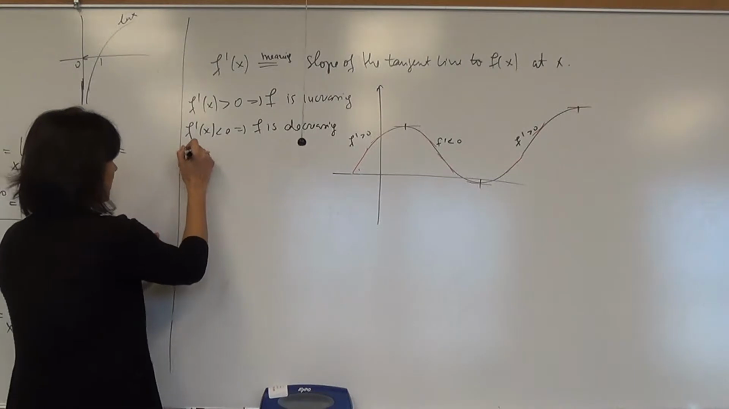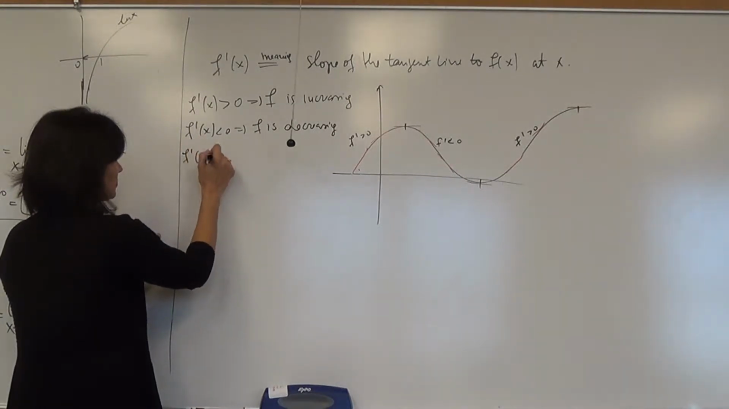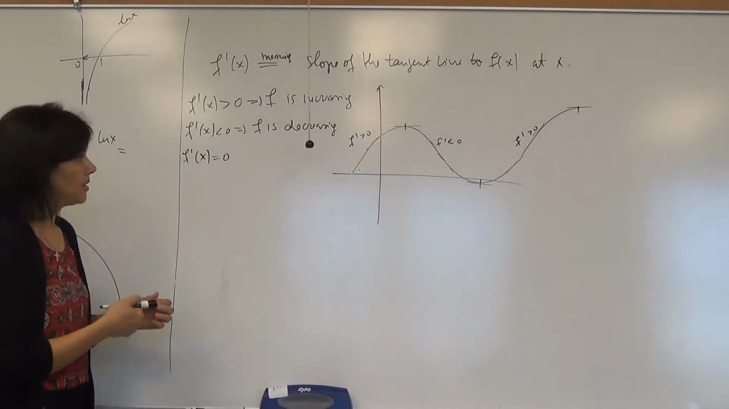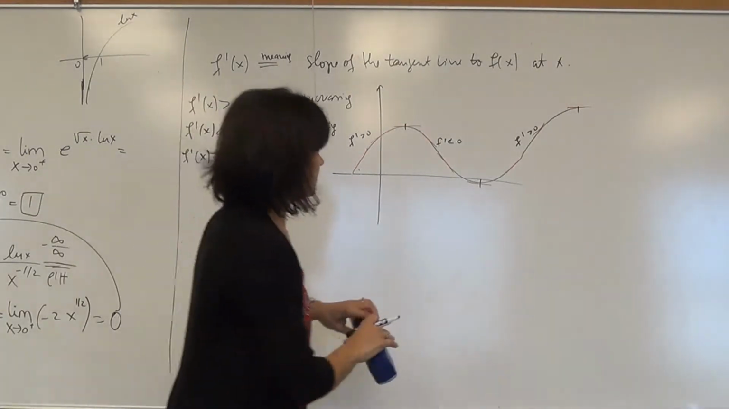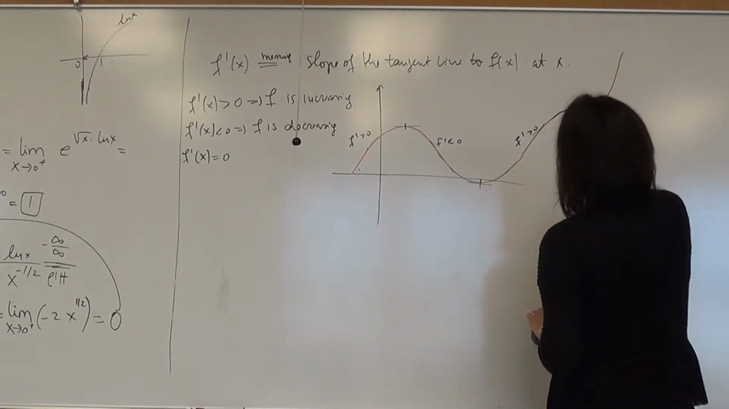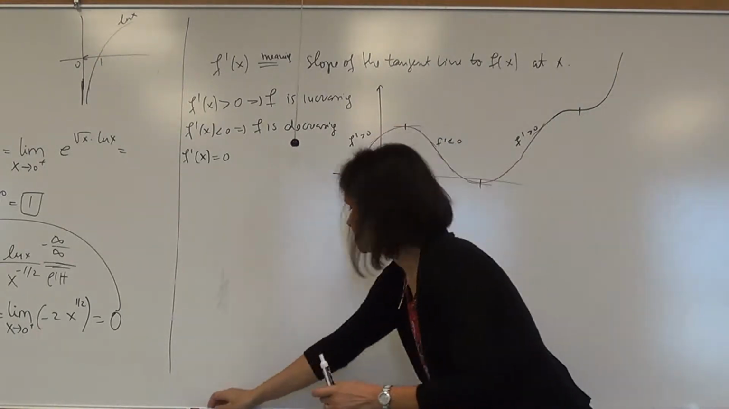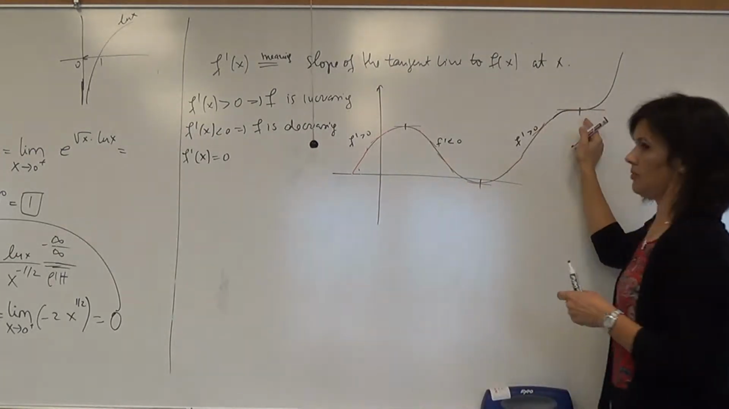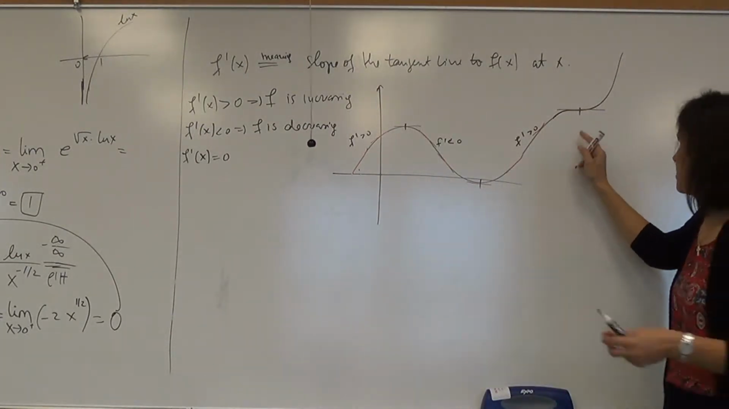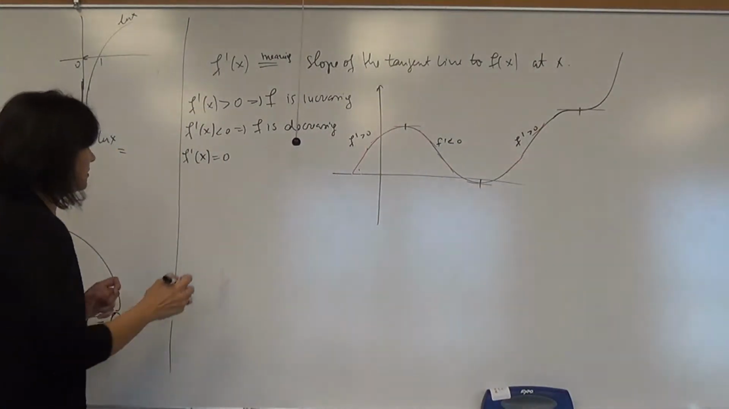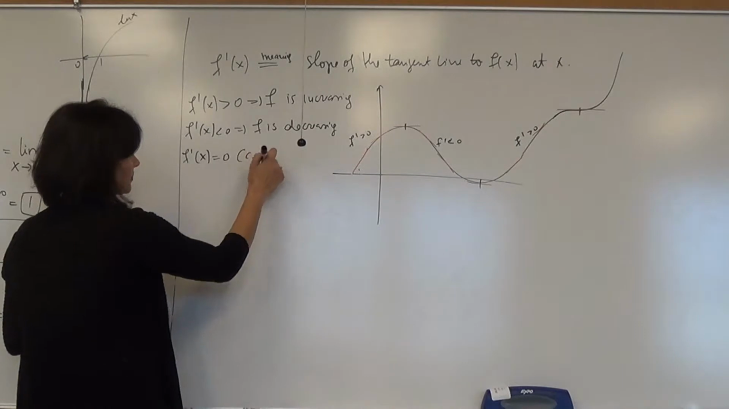What happens when f prime is 0? It's a critical point. Doesn't mean that it is a local maximum, because you can have something like this. So here still the derivative is 0, but it's not a local maximum. This, you'll see later, is an inflection point. So f prime equals 0 is a critical point.